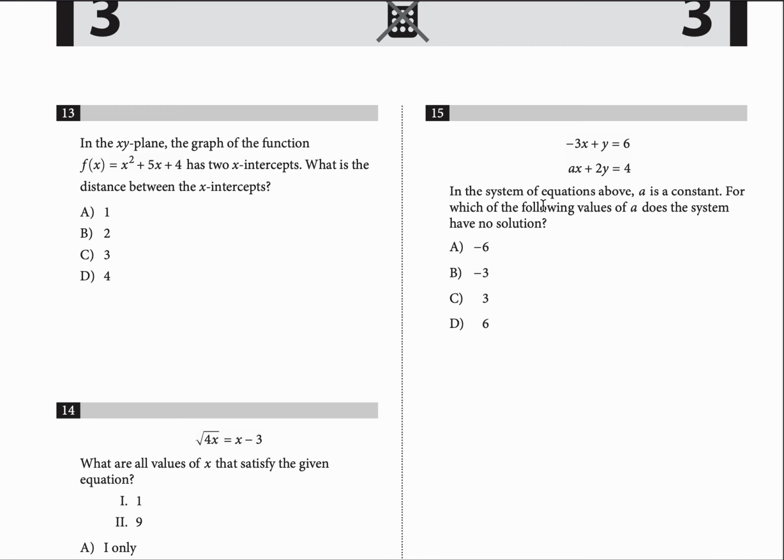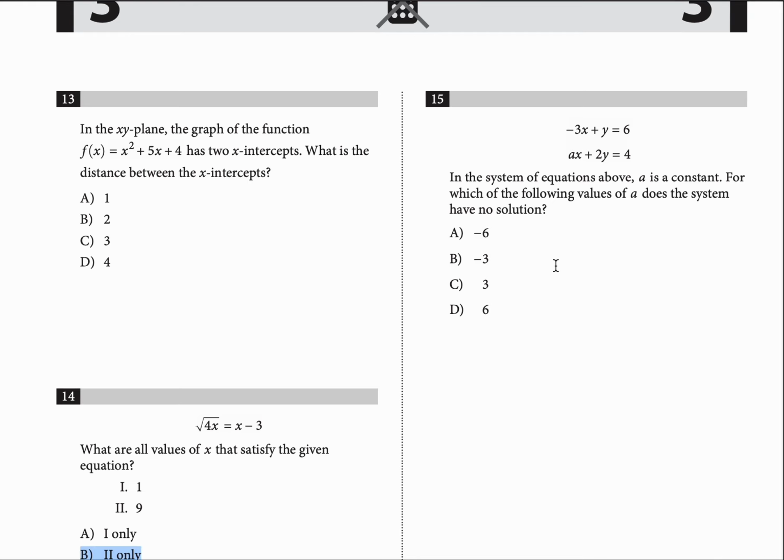A is a constant. For which of the following values of A does the system have no solution? For it to have no solution, that means there are parallel lines. For them to be parallel lines, they have the same slope but different y-intercepts. To give them the same slope, we give them the same ratio between x and y, and it's 2 to 1, so negative 6.